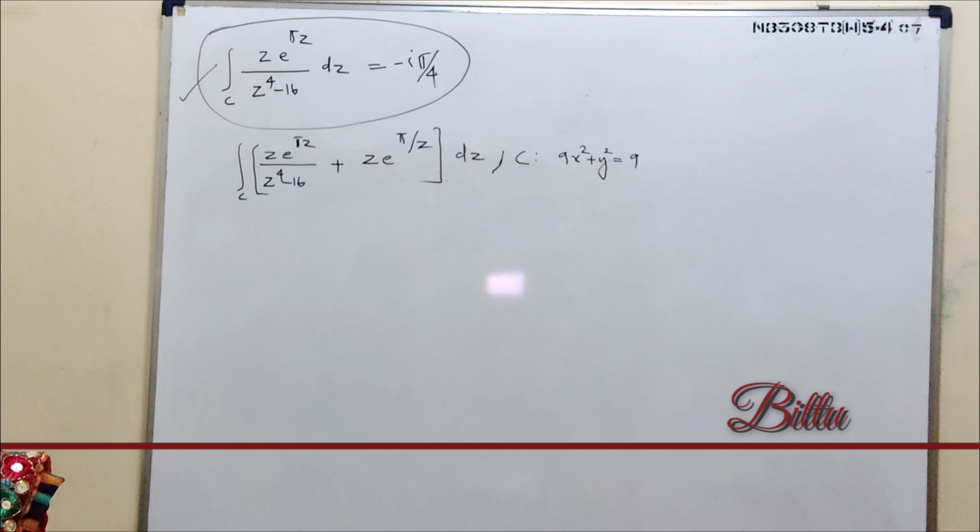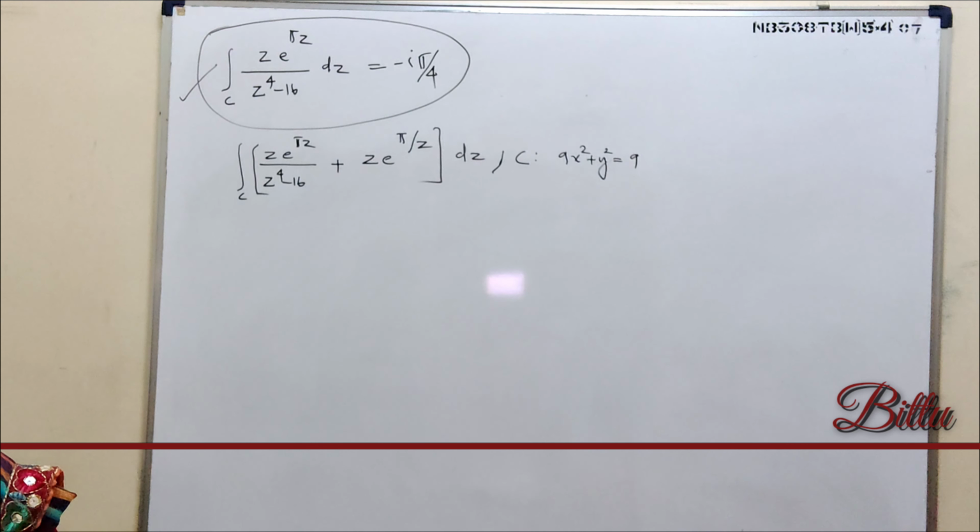Next we have to answer another interesting question. Evaluate the integral over C of z e raised to pi z by z square minus 16 plus z into e raised to pi by z dz, where C is the ellipse 9x square plus y square equal to 9. C is the same as in the previous question. We have noticed the ellipse.